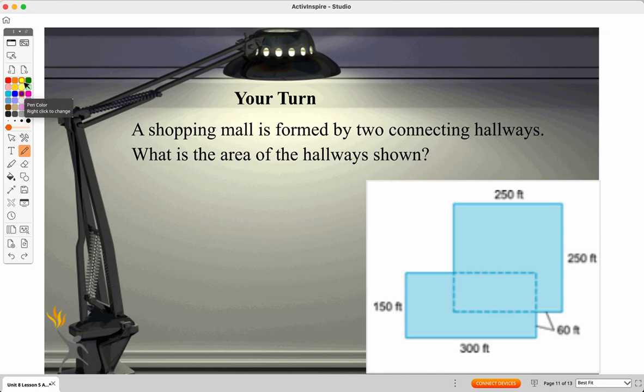All right, it's your turn. A shopping mall is formed by two connecting hallways. What is the area of the hallways shown? Now, this is a massive space. Think a shopping mall. We're talking massive amounts of space. So pause the video and see if you come up with this answer.